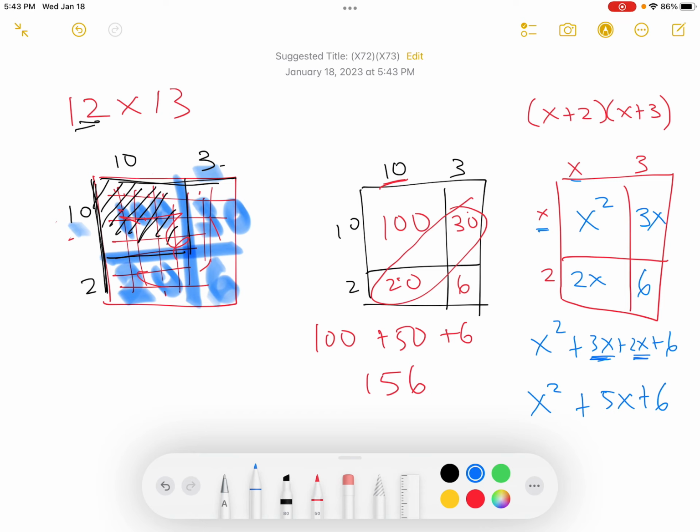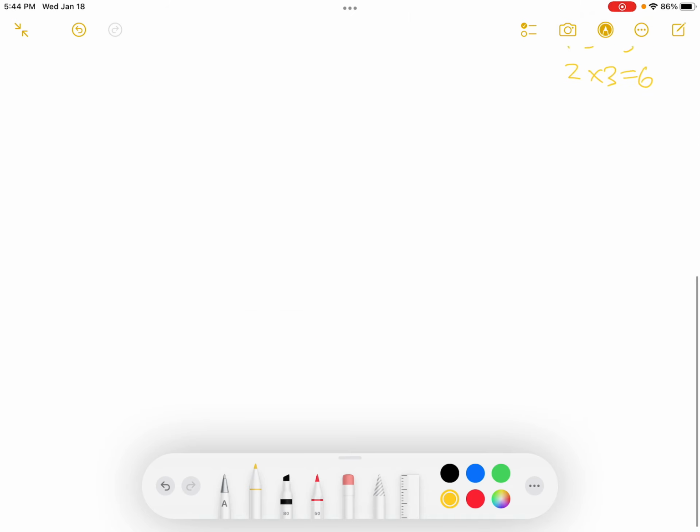Now there's a shortcut here, and this is a shortcut I want you to learn. That 2 and the 3, 2 plus 3 is equal to 5. Where do we see 5? We see it right here. 2 times 3 is 6. Where do we see 6? We see it right there. So let's use that here for this example.